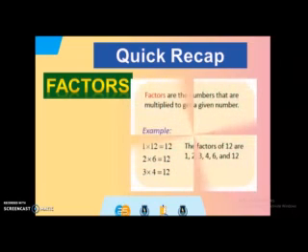Factors are the numbers that are multiplied to get a given number. See the example over here. You can see 1 multiplied by 12 equals 12, so 1 and 12 are factors. 2 multiplied by 6 equals 12, so 2 and 6 are factors. 3 multiplied by 4 equals 12, so 3 and 4 are factors. So, the factors of 12 are 1, 2, 3, 4, 6 and 12.